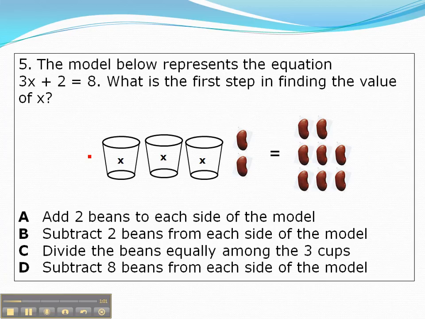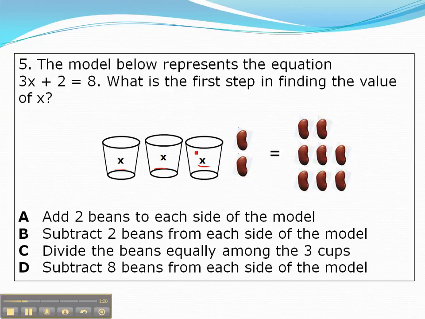Problem 5. The model below represents the equation 3x plus 2 equals 8. Let's make sure we agree with that first. We have 3 x's on the left side and 2 beans. So 3x and 2 beans is like 3x plus 2 equals, there are 8 on the right side, so that looks good. What is the first step in finding the value of x?